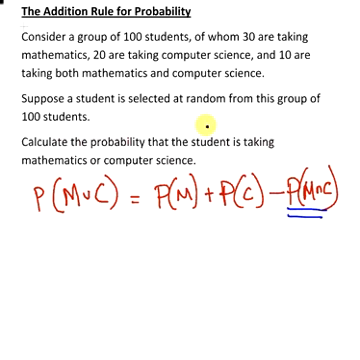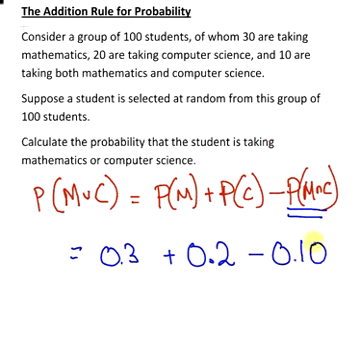So we have 0.3, that's the probability of maths, plus 0.2, the probability of computer science, minus 0.10, that's the probability of studying both. So we get 0.4. So the probability of a person selected at random studying mathematics or computer science is 0.4. So that's our answer there. And again, this is the addition rule for probability here.